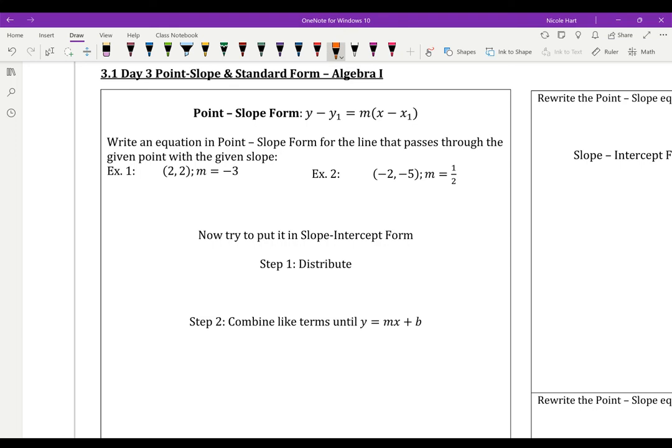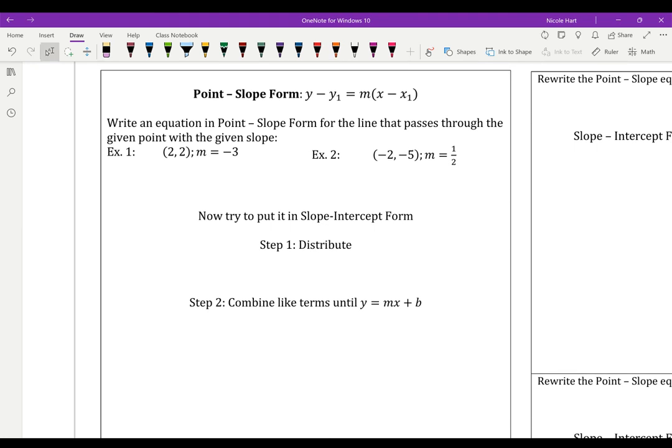Today we are going to look at taking our equations from point-slope form and turning them into slope-intercept form. This can happen if we give you a slope and a random point from the equation, not the y-intercept, where you have to start with point-slope form and turn that into slope-intercept form. So there's a couple of steps.